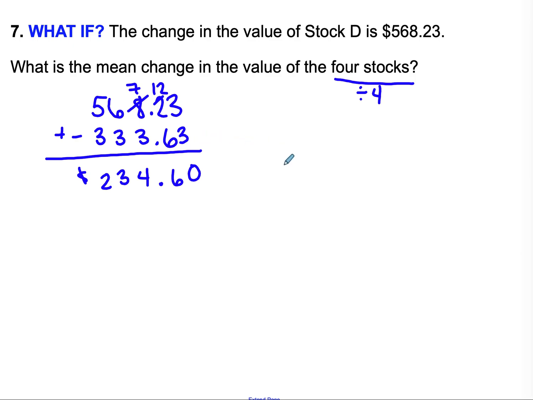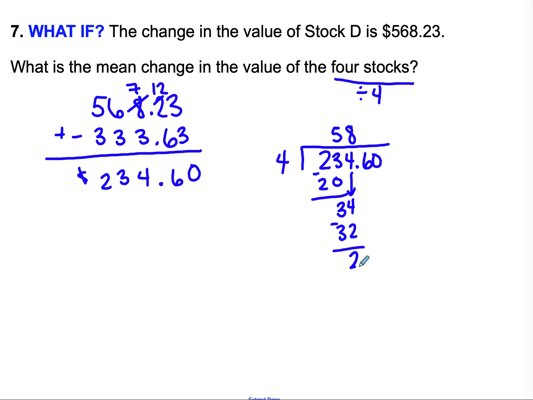Okay, but I need to divide by 4. So I'm going to take my $234.60, divide it by 4. 4 does not go into 2 a whole number of times. 4 does go into 23. It goes in 5 times. 5 times 4 is 20. 23 minus 20 is 3. Bring down that 4. 4 goes into 34 8 times. 8 times 4 is 32. 34 minus 32 is 2.